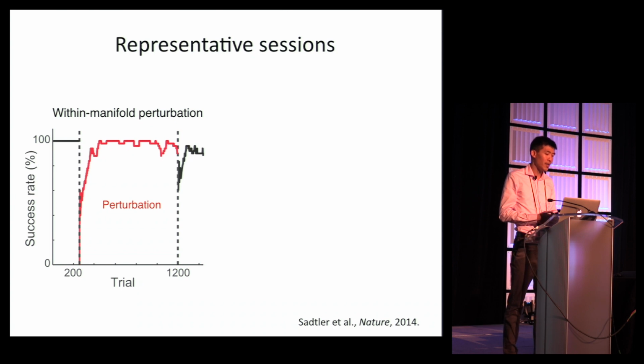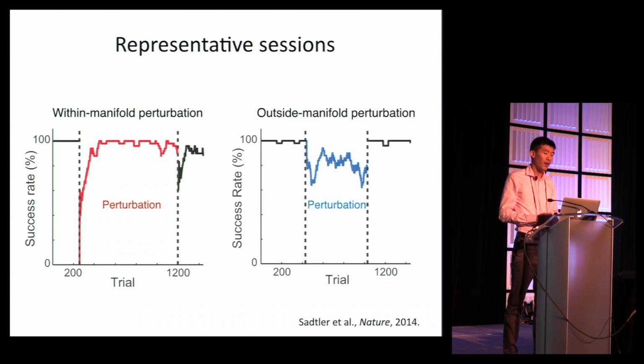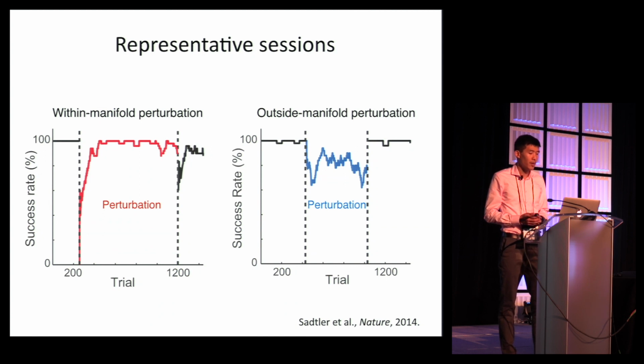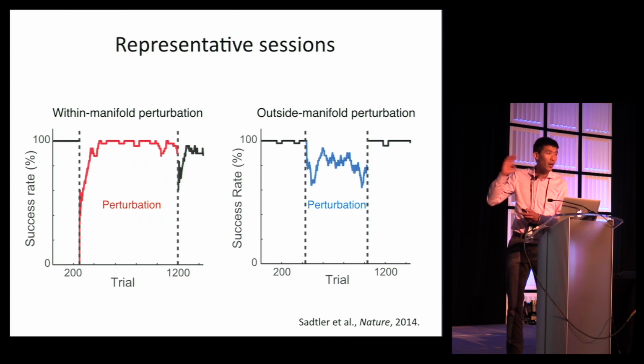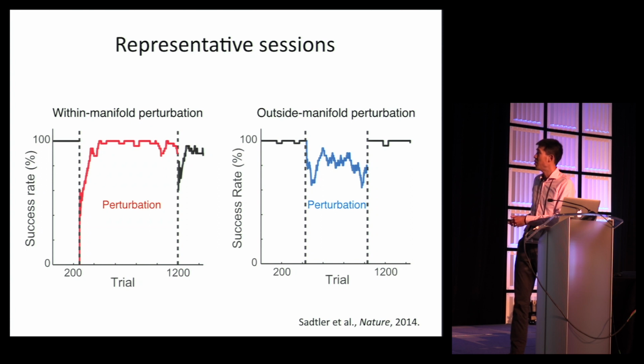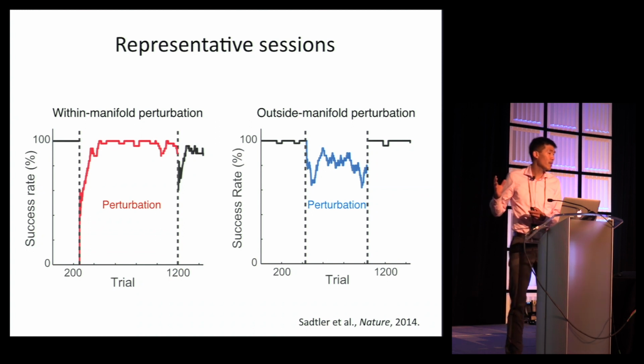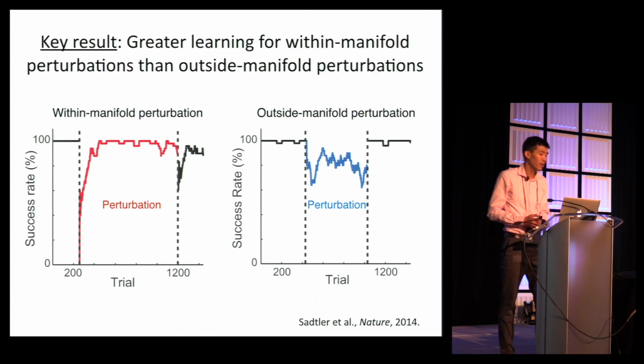So contrast this with an example outside manifold perturbation. Here again, good performance at the beginning. We then introduce this perturbed mapping unannounced to the animal. Performance goes down, and we see that performance does not recover so well. So the key takeaway from this slide is we see lots of learning here and little learning here. So the key result is that we see greater learning for within manifold perturbations than outside manifold perturbations.